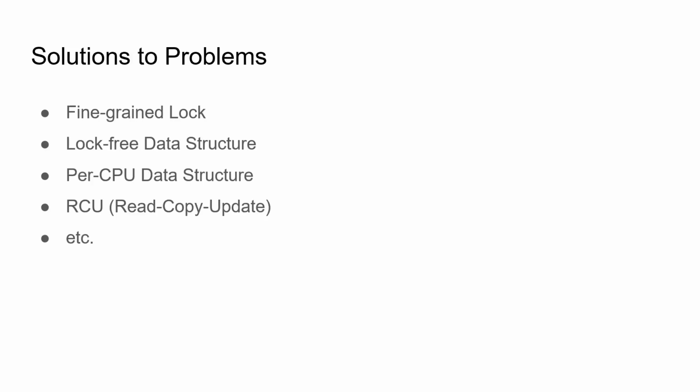There are many solutions to solve this problem, such as fine-grained locks, a lock that covers a single piece of data. Lock-free data structures that use different mechanisms to manage concurrency. Per-CPU data structures that keep a copy of data for each of multiple cores. And RCU, or read-copy-update, an advanced paradigm to control concurrency.